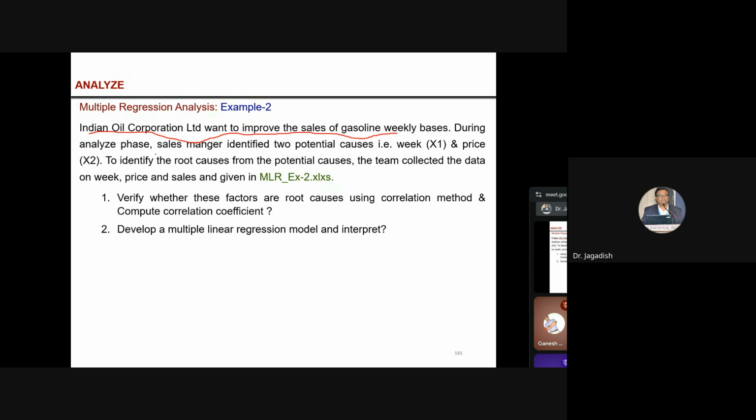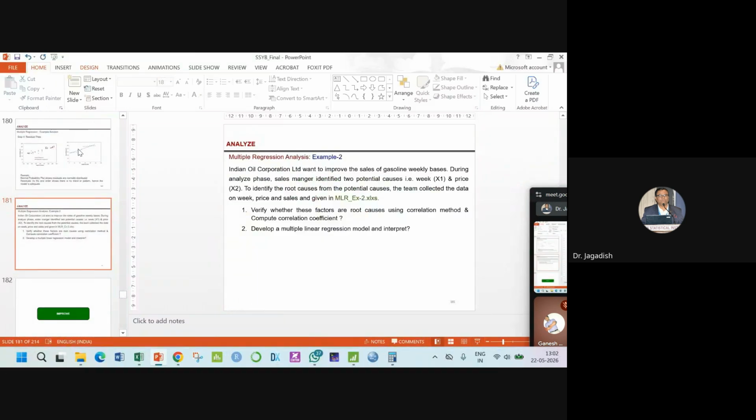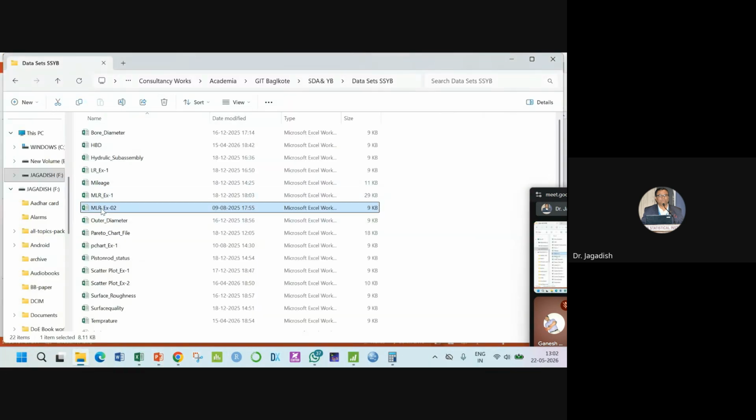And during the analysis phase, the sales manager identified two potential causes. One is week and price. That means either different weeks, first week, second week, third week, fourth week, or the price of the gasoline. If I increase the price today to 90 rupees, tomorrow 91.5, 90.5, is there any effect on the number of sales of the petrol or gasoline? That's what they want to know. So let us see the data first, how it looks. And the data looks like this.